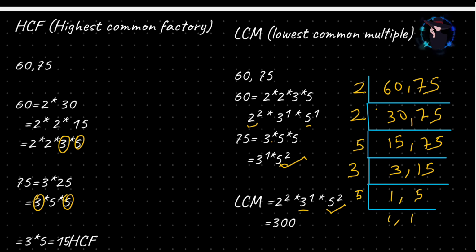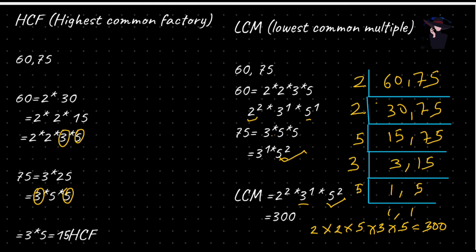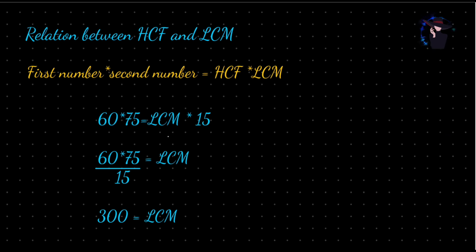Right, so what are the values? 2 into 2 into 5 into 3 into 5, which is equal to 300. So this is the best way to find LCM, but this one is the process of the fundamental theorem of arithmetic. So the last thing we are going to see is the relation between HCF and LCM.